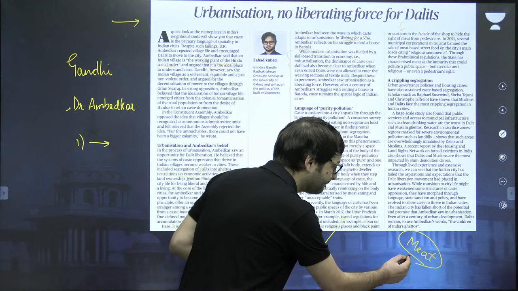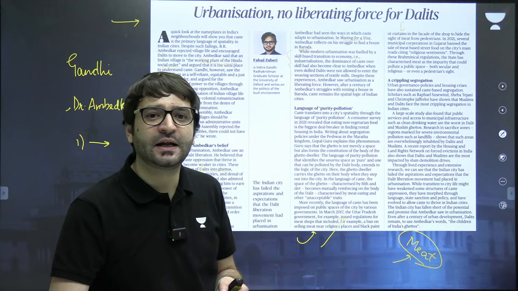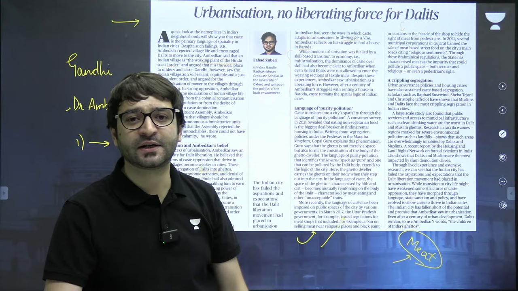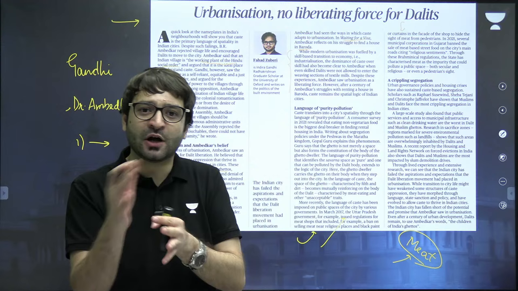That is why there was a survey which said the biggest hurdle in finding a rented accommodation in the cities is whether you are a vegetarian or a non-vegetarian. So that is creating another binary: vegetarian, non-vegetarian, purity, pollution.